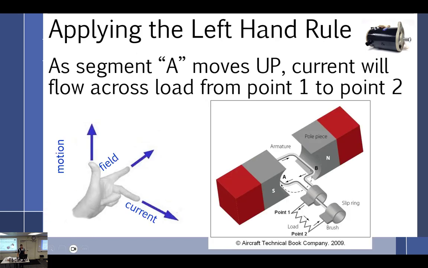All right. Knowing that, this is where this is going to get rather important. Applying the left-hand rule of thumb to segment A, which is down over here. Segment A moves up, so with north to south, using the left-hand rule of thumb, current will flow across the load from point 1 to point 2. So current is flowing this way.